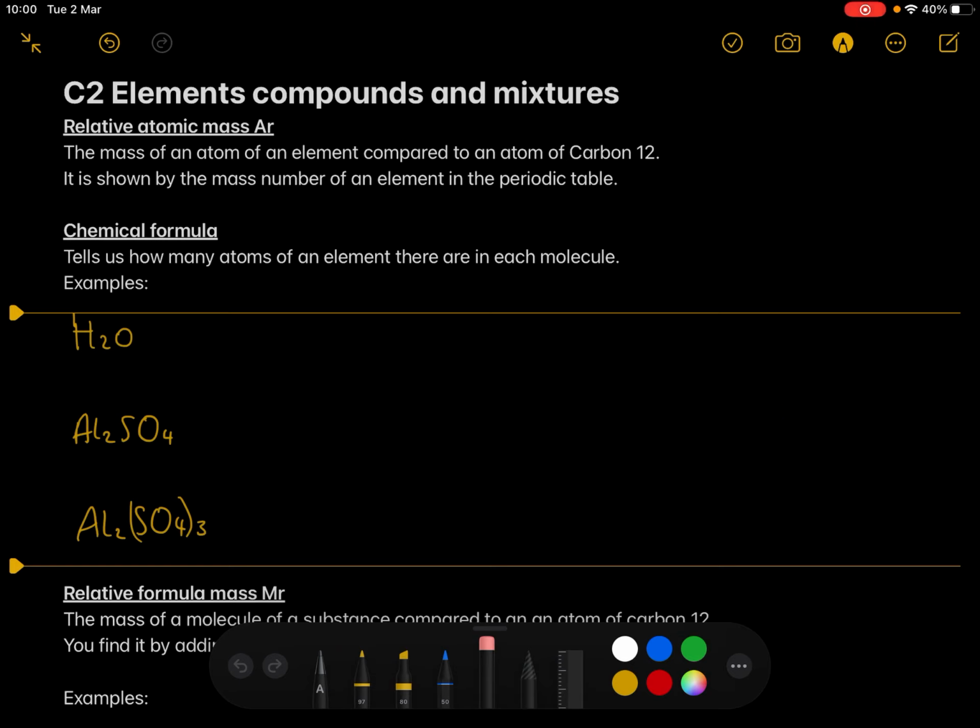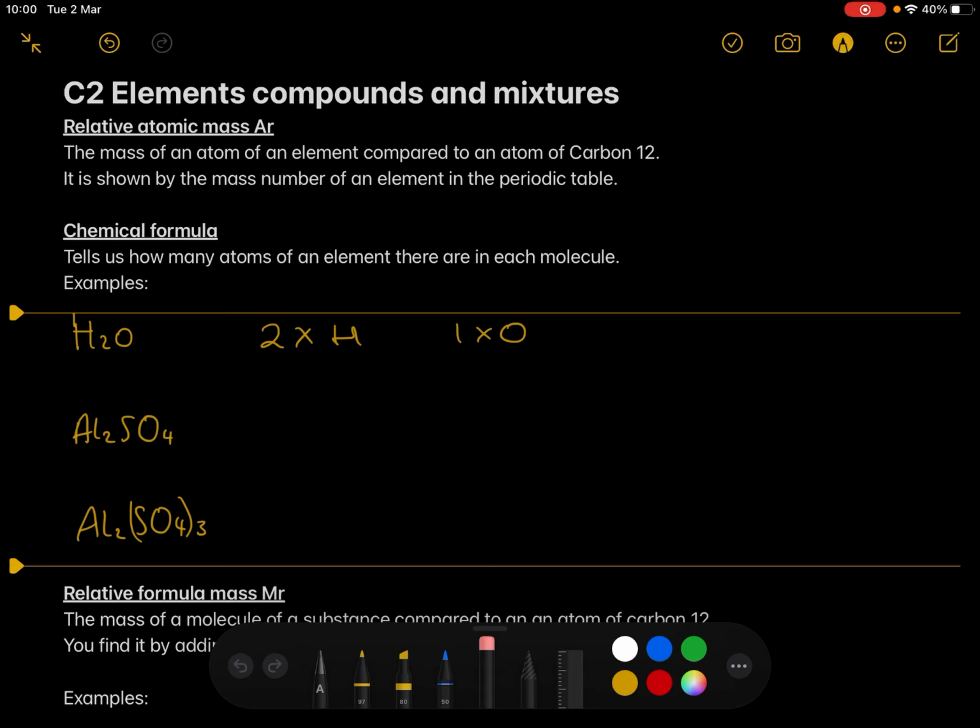Okay, next bit, chemical formula. So you would see these all the time, but I just want to make sure you're happy about how to interpret them. They tell us how many atoms of each element there are in a molecule. So I've put some examples here. H2O has 2 hydrogens and 1 oxygen. I know that because that little 2 there is linked to the hydrogen and it's telling me that there are 2 hydrogens there. Oxygen does not have a number attached to it, so there's only 1 of it.